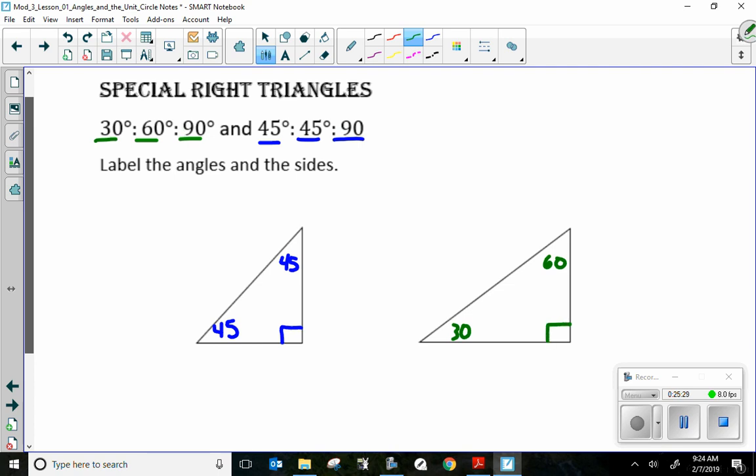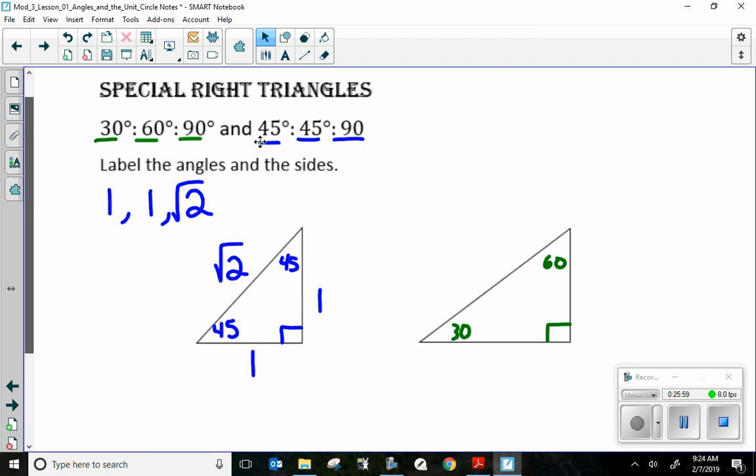Now, it says label the angles and the sides. Listen. The sides of a 45, 45, 90 triangle are always going to be 1, 1, square root of 2. Now, wait, I'm not done. 1 and 1 is 2. The last number in the sequence is always square root. 1 and 1 is 2. That's how you remember it. I'll give you another way in a moment.